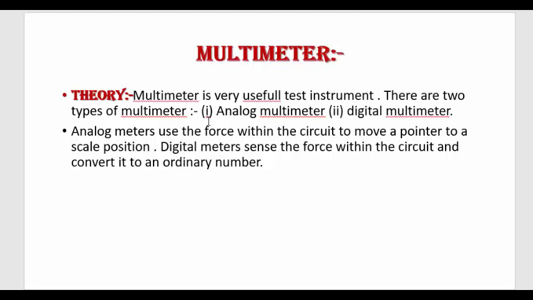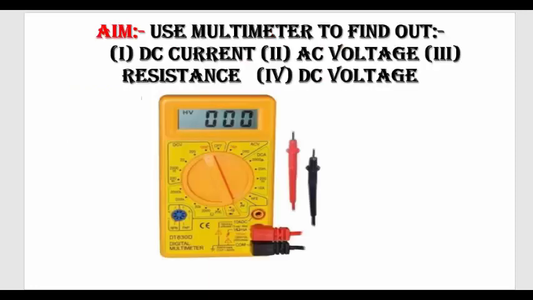So what is the difference between these two multimeters? First is the analog multimeter. It uses the force within the circuit to move a pointer to a scale position, just like a moving coil galvanometer. So the force which we use in the circuit is used to move the pointer. Similarly, the digital meters sense the force within the circuit and convert it into an ordinary number. So this is the basic difference between these two multimeters. Number one is analog and number two is digital. This is the digital multimeter which we are using here.